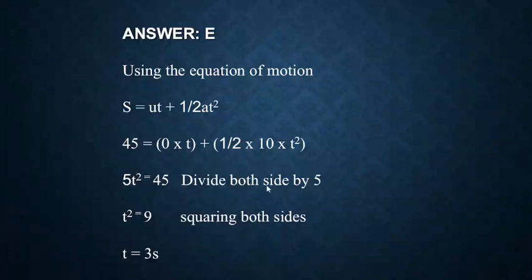Divide both sides by 5. We have t squared equal to 9, because 45 divided by 5 is 9. Taking the square root of both sides, t is equal to 3 seconds. That's why our answer is E.